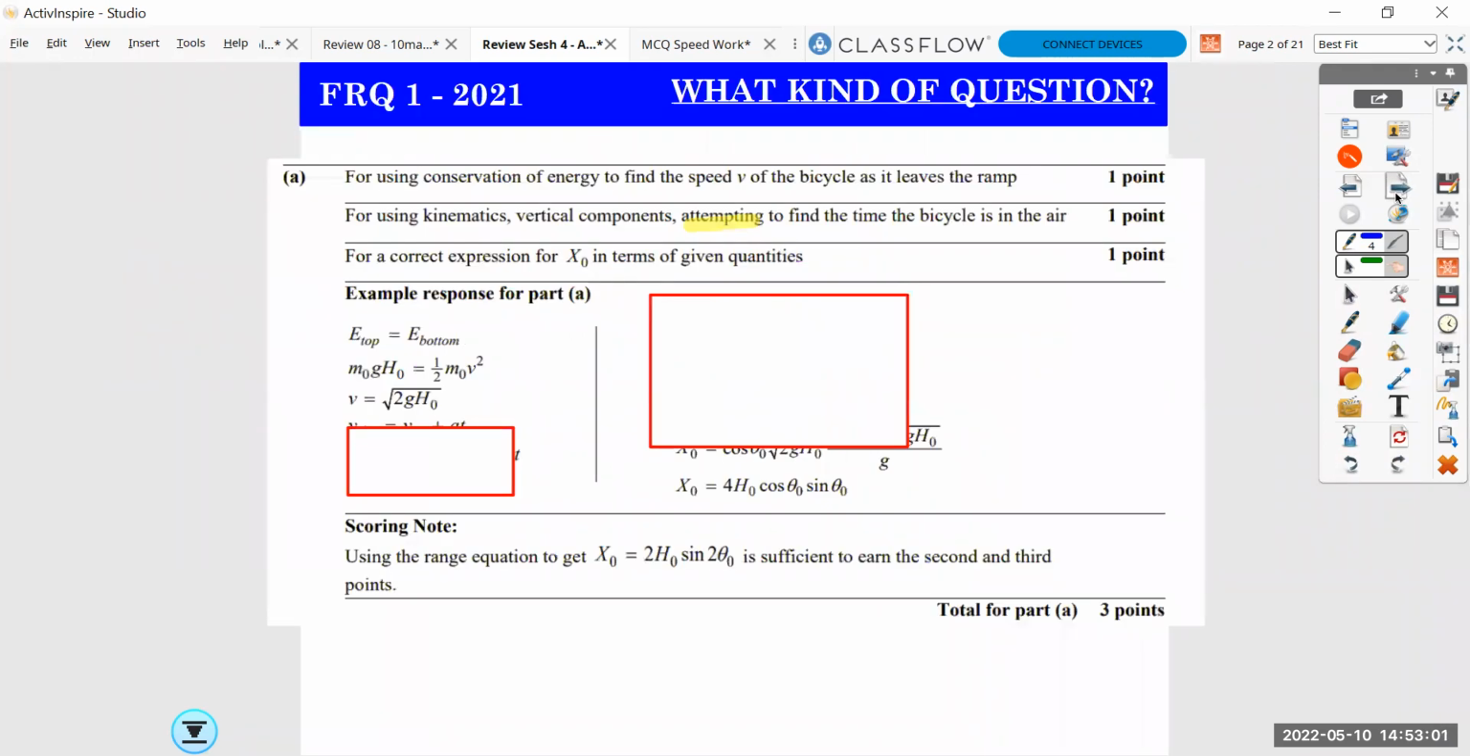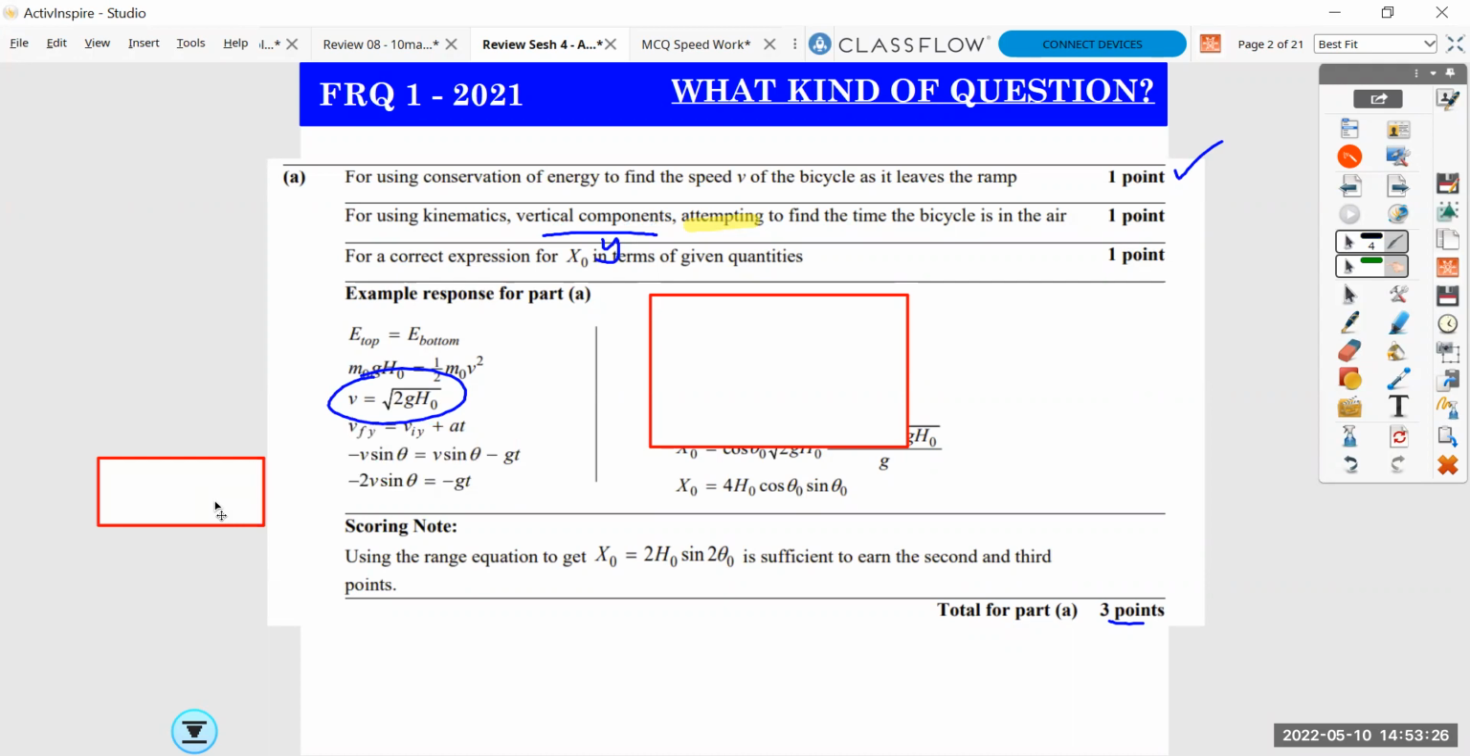This was a 4-pointer, or sorry, it's a 3-pointer. Not even half the points in the question. A point for using conservation of energy to find v. So if you got root 2gh0, that's a point right there. And again, every point is good. A point for using kinematics specifically in the y direction and attempting to find the time the bicycle is in the air. So again, just noting, you could totally fail to find the answer. You could find v0 and then struggle with your kinematics equations in the y direction, trying to figure out your time and still get the second point.